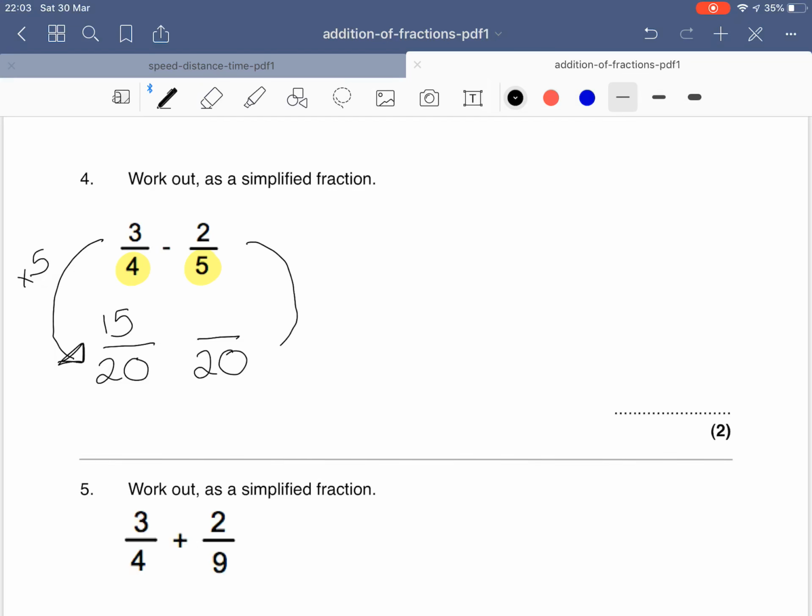And then 5 times what is 20? So how do you get from 5 to 20? You need to times by 4. 2 times 4 is 8. So now we can subtract them. 15 take away 8 is 7, so the top number is going to be 7, and the bottom number stays as 20. You can see if you can simplify it, but the highest common factor of 7 and 20 is 1, so we can't simplify 7 over 20.